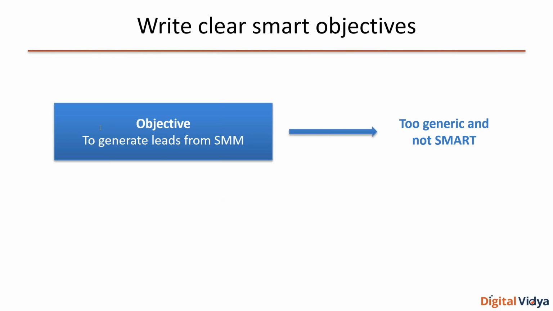If I had to ask you to rewrite this objective to make it SMART, can you guys do that? I'll give you 30 seconds. Rewrite this objective to make it SMART. It should be specific, measurable, achievable, relevant, and time bound. Quick 30 seconds, all of you. Rewrite this and make it SMART.